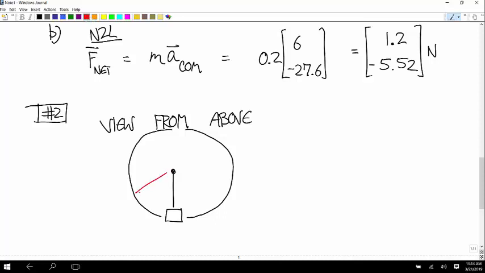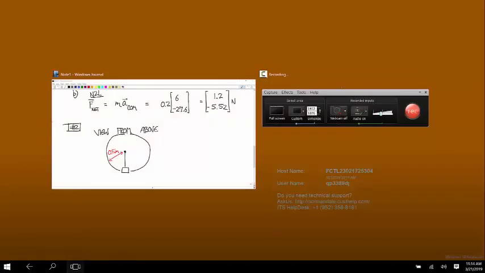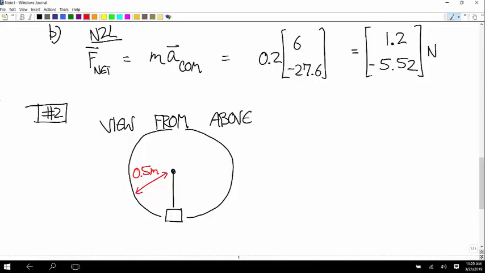The tether has a length of 0.5 meters, and so that's the radius. All right. So we have this block connected to a tether, and it's sliding around a circular path on ice. It doesn't say which direction it's moving, so let's choose counterclockwise because that's a positive rotation. And it makes one revolution every 1.5 seconds.